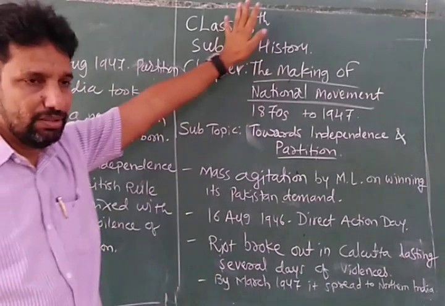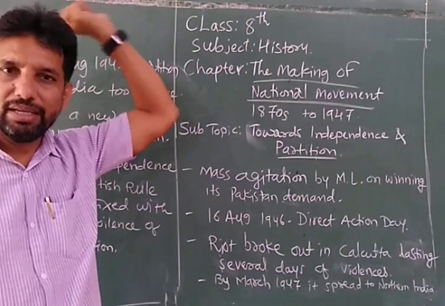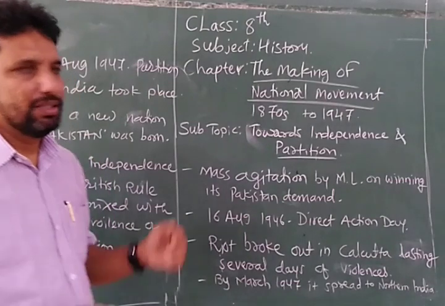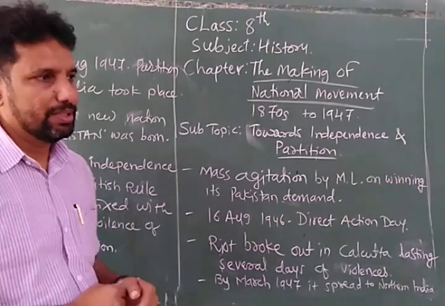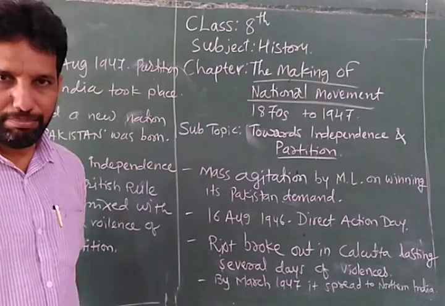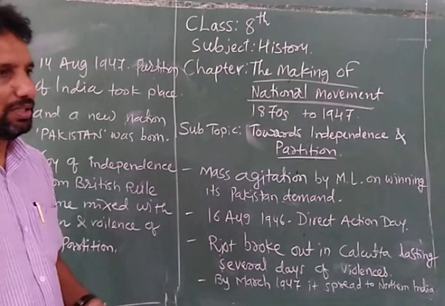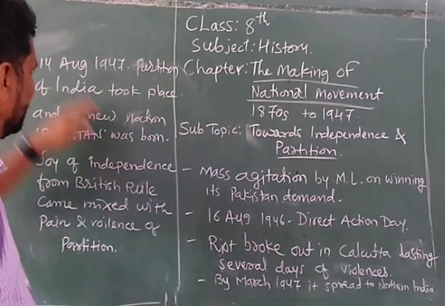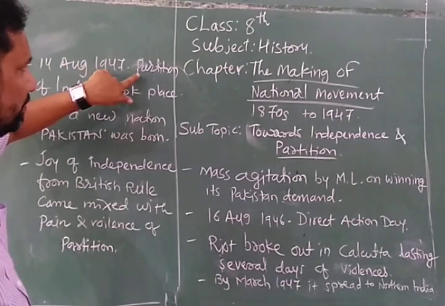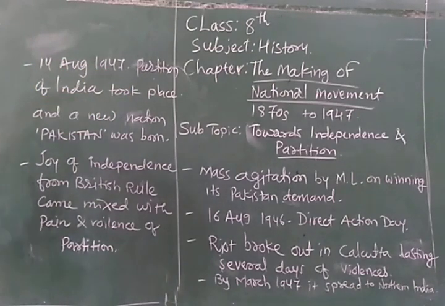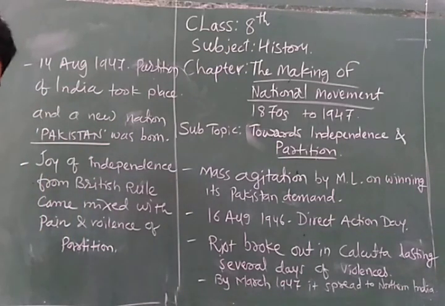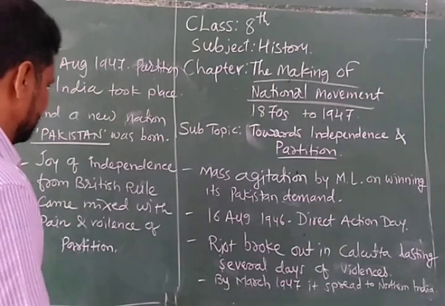Now this continuous violence was going on, and that's why leaders of both sides decided, and even the British government also decided, in the negotiations of the Mountbatten Plan. According to the Mountbatten Plan, the partition of India was inevitable, and according to that, on 14th of August 1947, partition of India took place, and a new nation, Pakistan, was born. At that time, Pakistan was Western Pakistan and Eastern Pakistan. Eastern Pakistan is present Bangladesh. Just remember it.